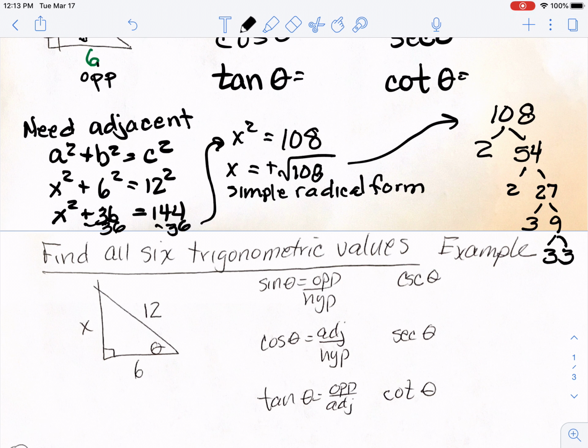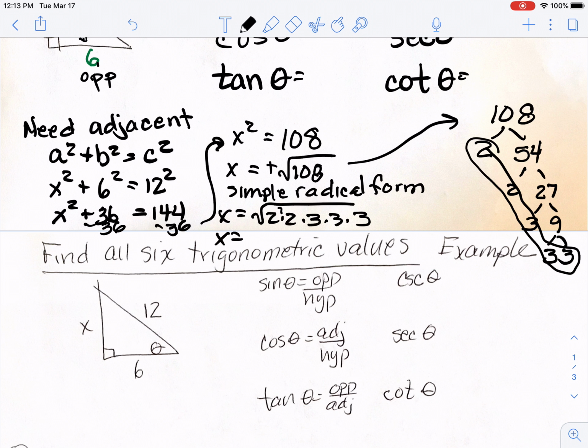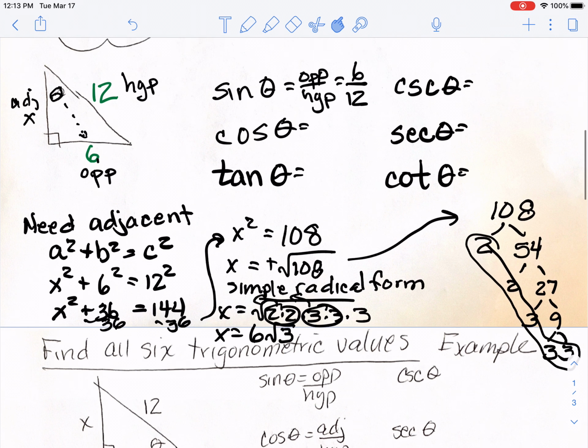So if I'm going to put this in simple radical form, I'm going to take all my little leaves here. I'm going to put them under my radical. So now I have x equals the square root of 2 times 2 times 3 times 3 times 3. When we break everything out, there's going to be a 2 that breaks out. There's going to be a 3 that breaks out. I'm going to multiply those together outside the radical, so I'm going to get 6 times the square root of 3.